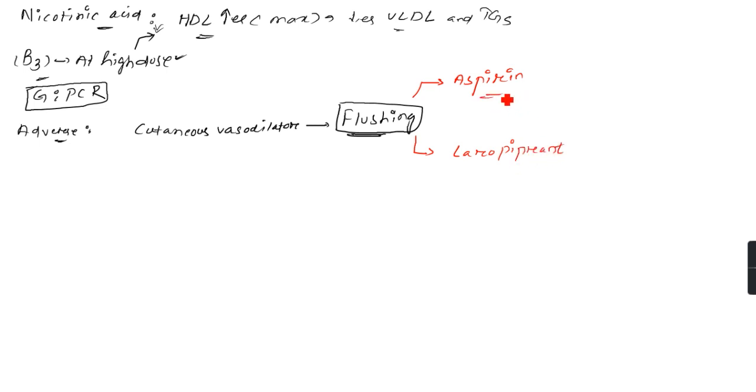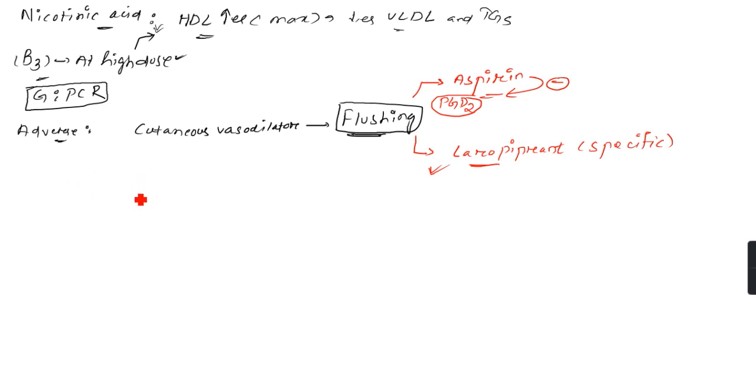Okay, so basically this flushing is due to generation of PGD2, and aspirin. Laropiprant is a specific drug that is used in nicotinic acid induced flushing. So when a question is asked what is the drug of choice in nicotinic acid induced vasodilation, the drug of choice will be laropiprant.